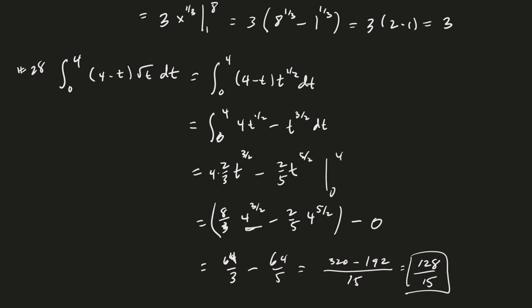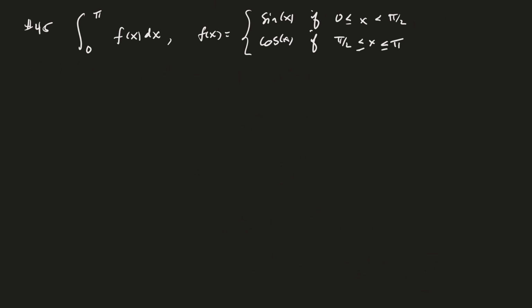Let's try another one. Gosh, there's so many to choose from. Let me pause for a minute, see if anything looks good. Okay, so number 45 looked interesting. Here we have the integral from 0 to pi of f of x dx, where f of x is actually defined to be 2 different functions. Sine of x from 0 to pi over 2, cosine of x from pi over 2 to pi.